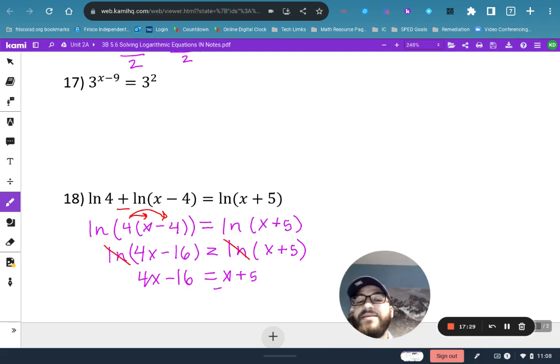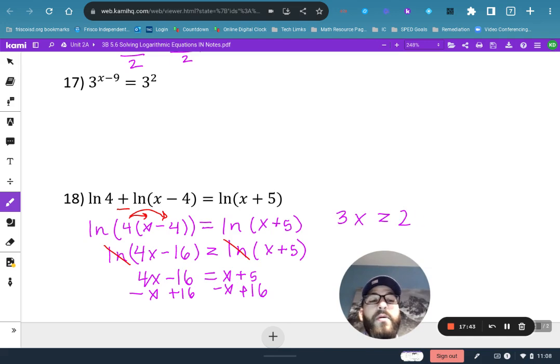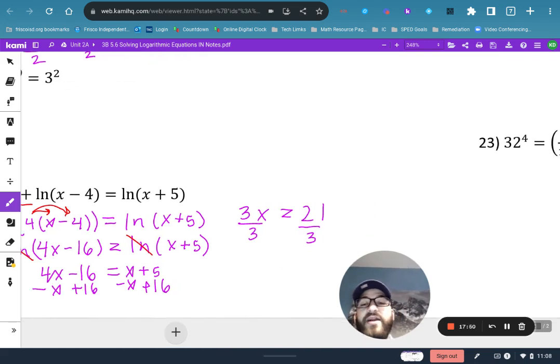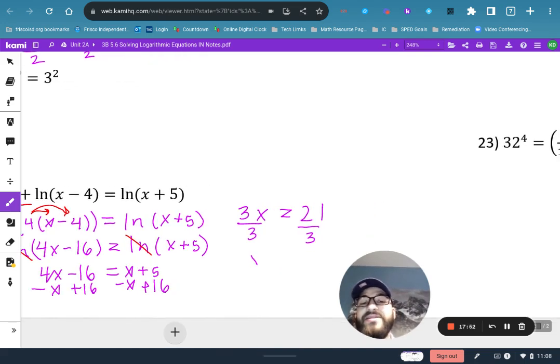So minus x to both sides, add 16, add 16, and we get 3x is equal to 21. Divide by 3 and divide by 3, and we get our final answer of x is equal to 7.